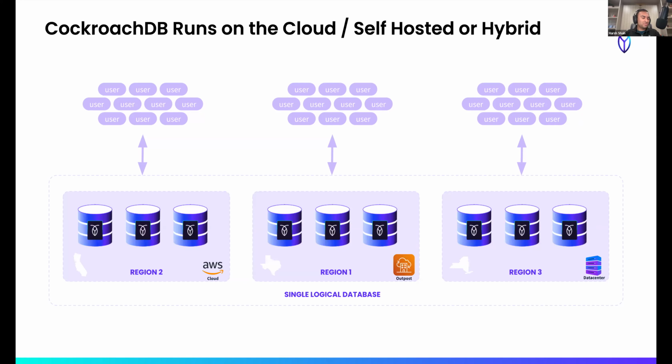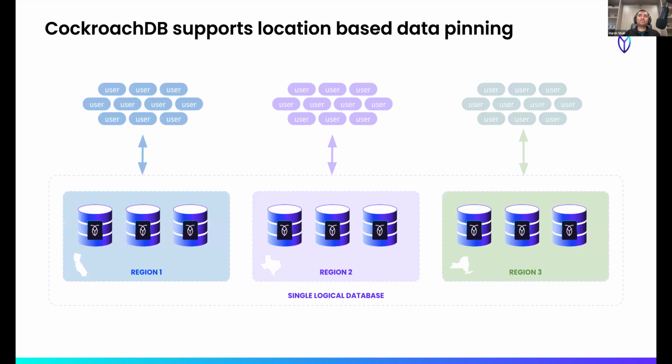And not just multiple regions, like I said earlier, you can deploy it on AWS in multiple regions. If they don't have a region somewhere, you can use Outposts or you can use your own data center and have a hybrid deployment. So that's the flexibility and scalability that we provide. But what that enables us to really do, with that multi-region capability, is location-based data pinning.